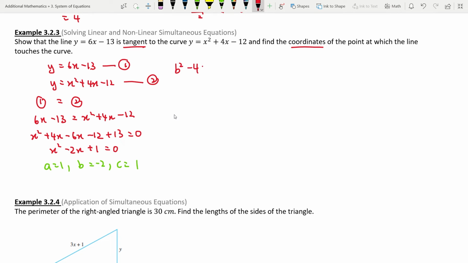b squared minus 4ac, we substitute all the values of a, b, c into this discriminant. Negative 2 squared minus 4 times 1 times 1 is equal to, negative and negative, we get a positive, 2 squared, we get a 4. 4 times 1 times 1 is a 4. 4 minus 4, we get 0. We obtain a 0 for our discriminant. Therefore, the line is tangent to the curve.